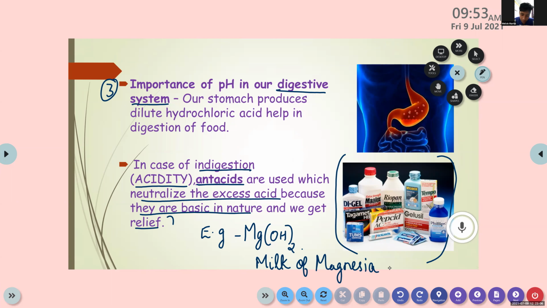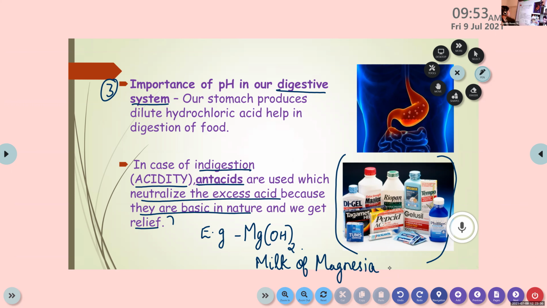Importance of pH in our digestive system. Our stomach produces dilute hydrochloric acid, which helps in digestion of food. In the next point, in case of indigestion and acidity, antacids are used, which neutralize the excess acid because they are basic in nature, and we get relief.